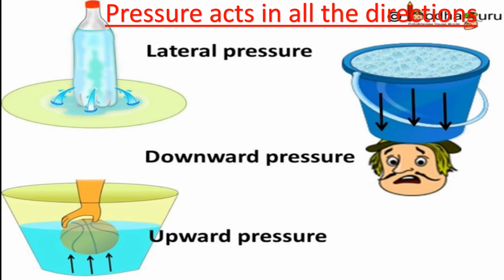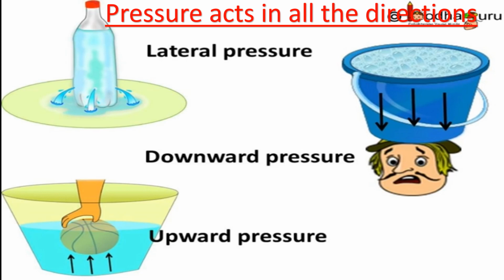Children, in liquids the pressure acts in all the directions. So what are the directions? The first one is upward pressure. If you put a ball inside the water, what will happen? It will float in water. So we can say there is upward pressure in liquids. And what is the second pressure? If you are carrying a bucket of water on your head, you can feel the pressure. So that is called downward pressure.